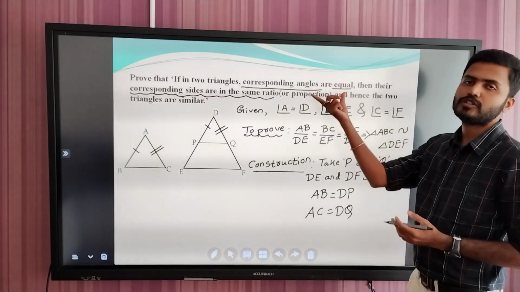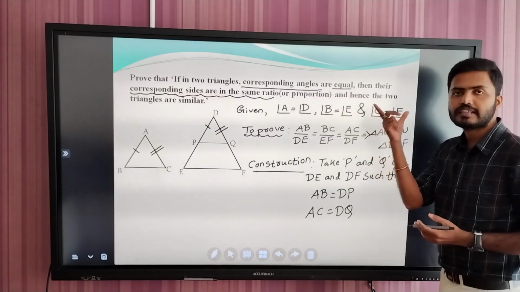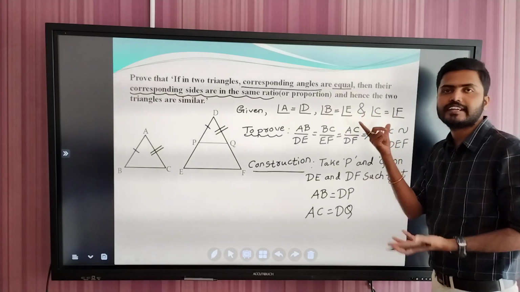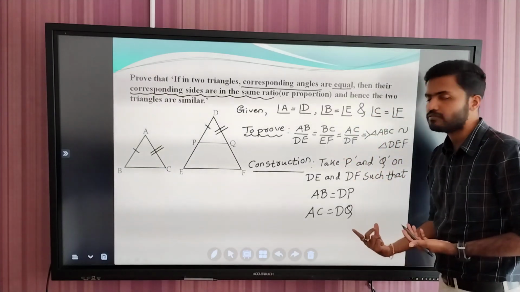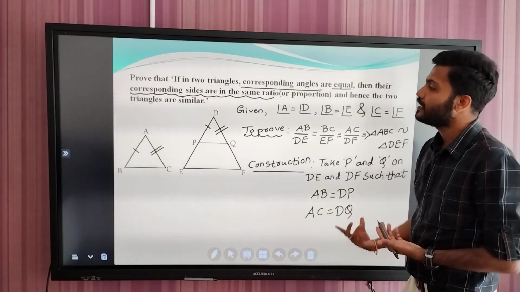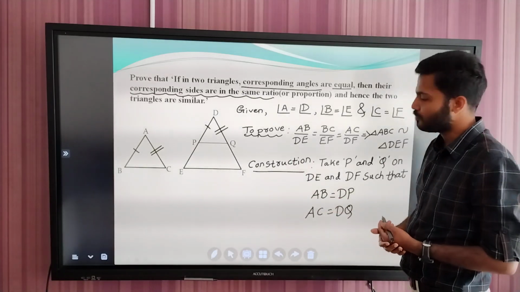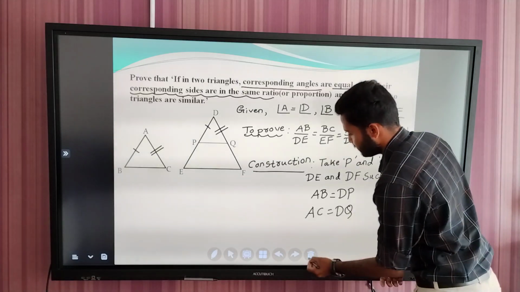Through the given statement, first we have written the given statement, what all they have asked. Then we have written what we need to prove. Then we have written the construction. Okay. So now let us try to do the proof of this particular question.